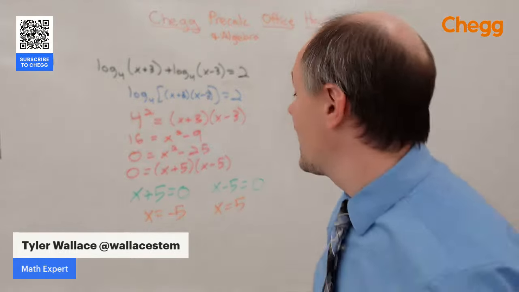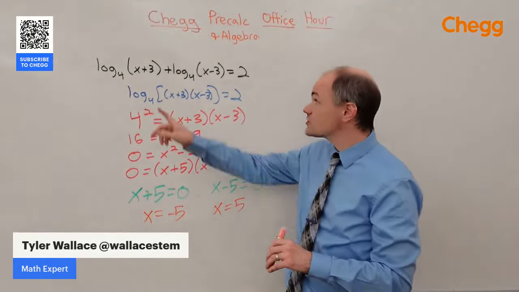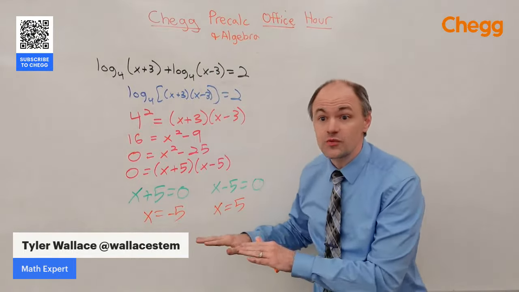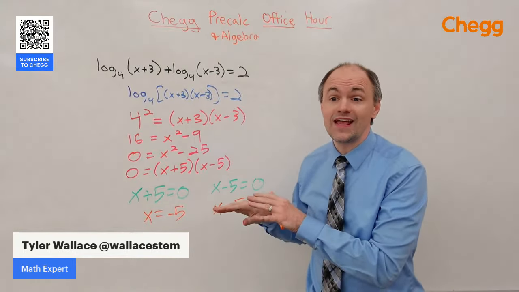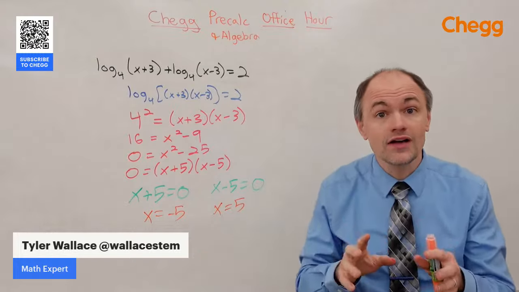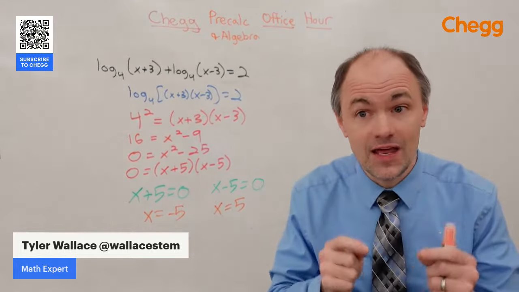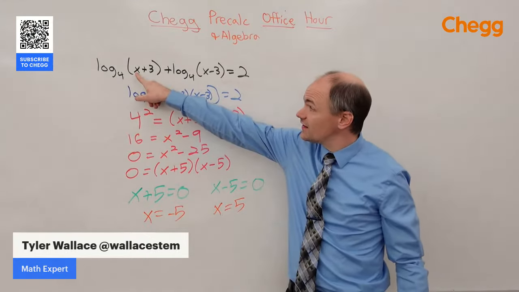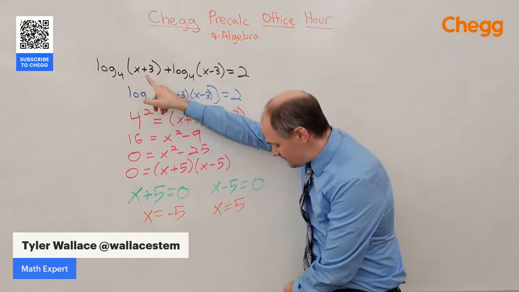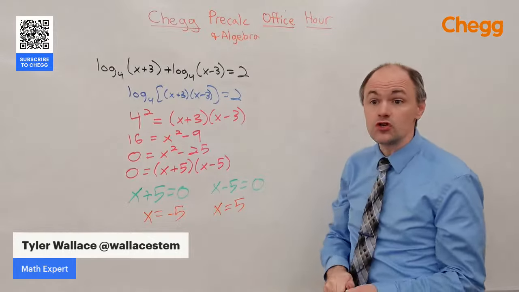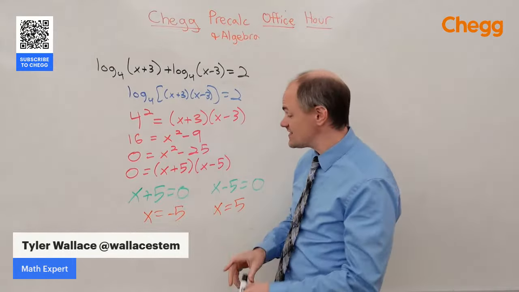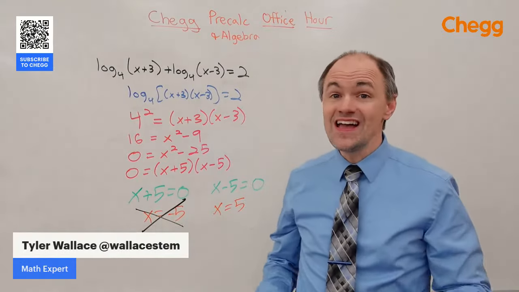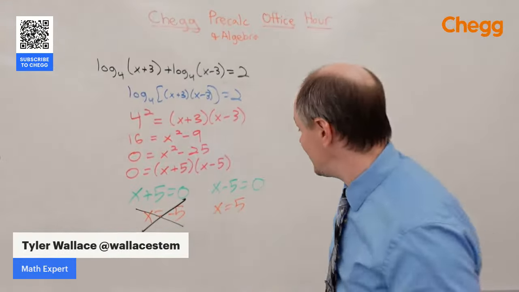Or do we? I want to be careful, though, because we are talking about logarithms. When we get our final answers, we have to check to make sure that we don't get any illegal logs. Logs cannot have negative inputs. They can't even have a 0 input, actually. So if I put negative 5 into here, negative 5 plus 3 is equal to negative 2. We can't have a negative inside of a log, so this one is what we call an extraneous solution. It's a fake solution. It doesn't count.